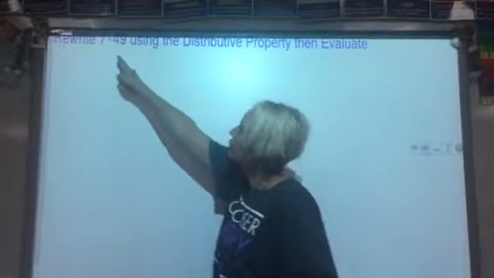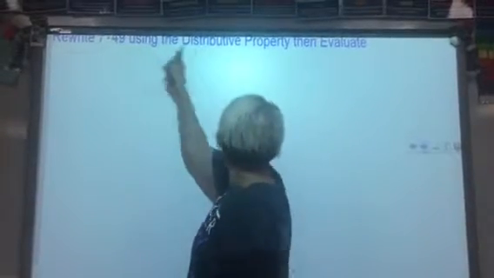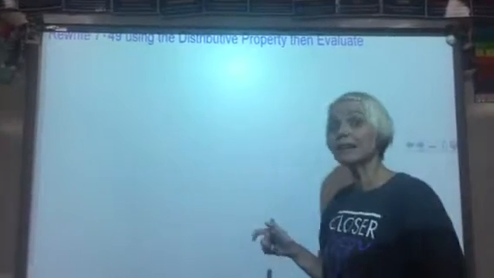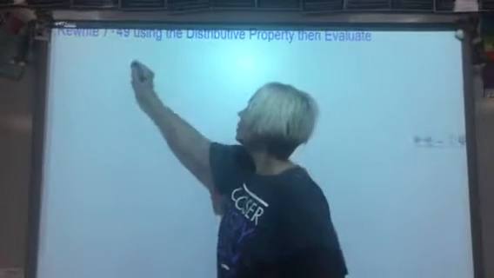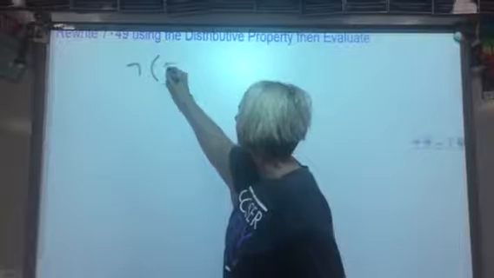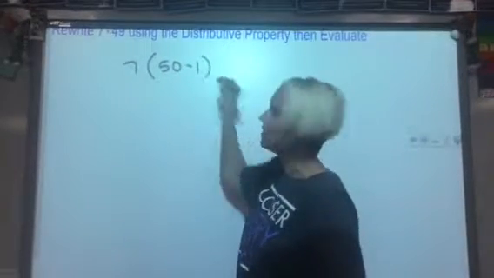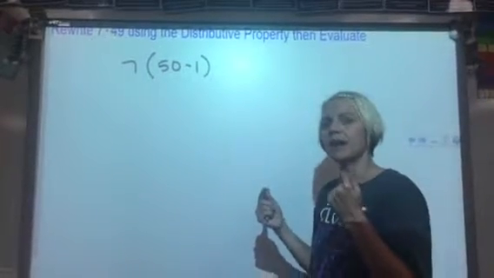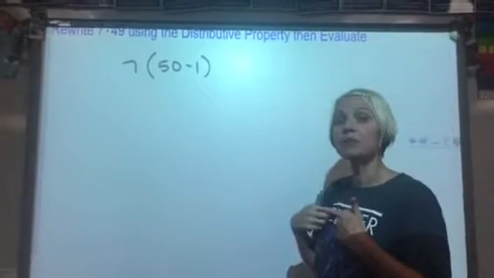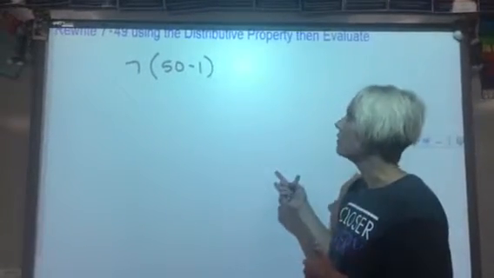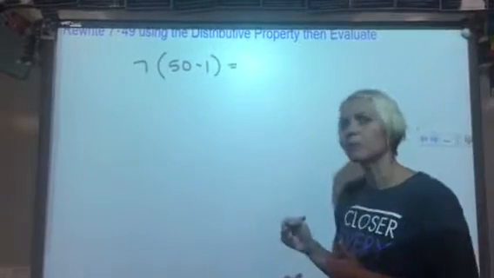So here's an example of how we would use distributive property. It says rewrite 7 times 49 using distributive property and then evaluate. Well, what's 49 really close to? 50. So we're going to take 7 times 50 minus 1. See if you can make that make sense in your mind. I have 50 minus 1, which is 49. So now I'm going to use distributive property to solve this. And it's a way that you can use maybe mental math.